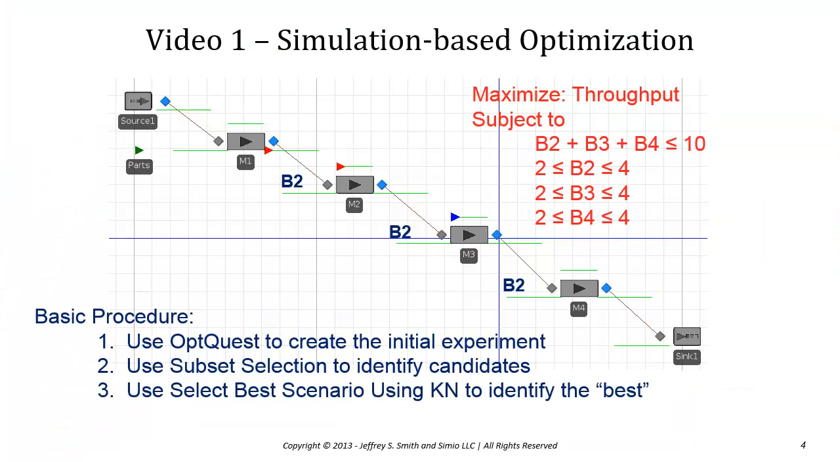So recapping what we did, we took a model that we had previously developed, and the model was designed to have 3 controls, and then we created an optimization problem using the controls as our decision variables, and we used the basic procedure to let OptQuest create and run the initial experiment. Then subset selection identified candidates that were potentially the best, and then the select best scenario add-in identified the best from among those that the subset selection identified.